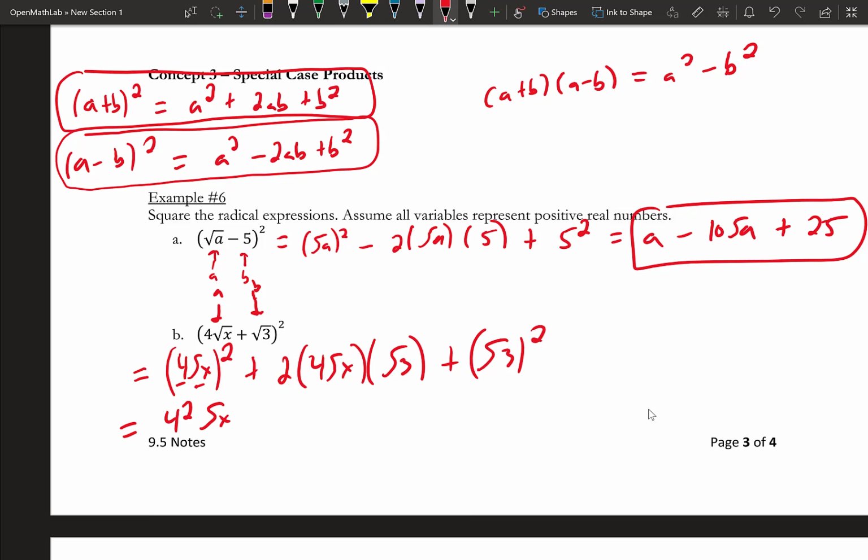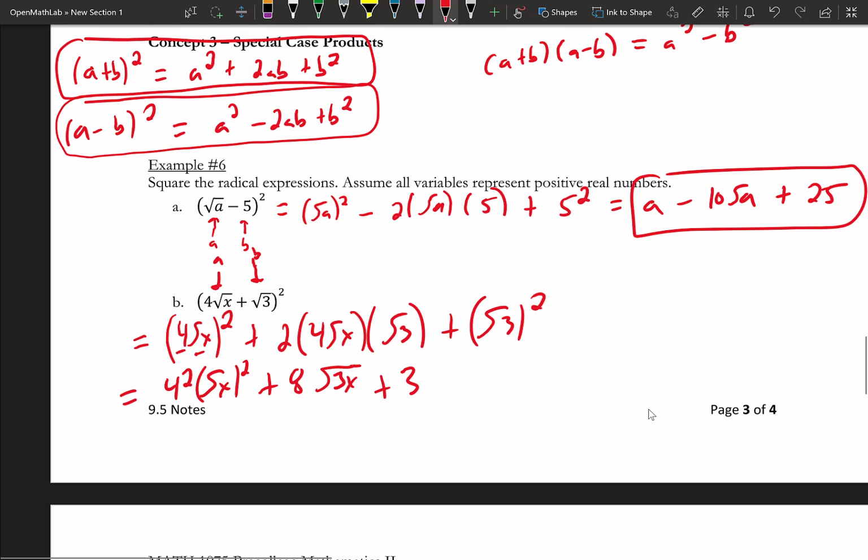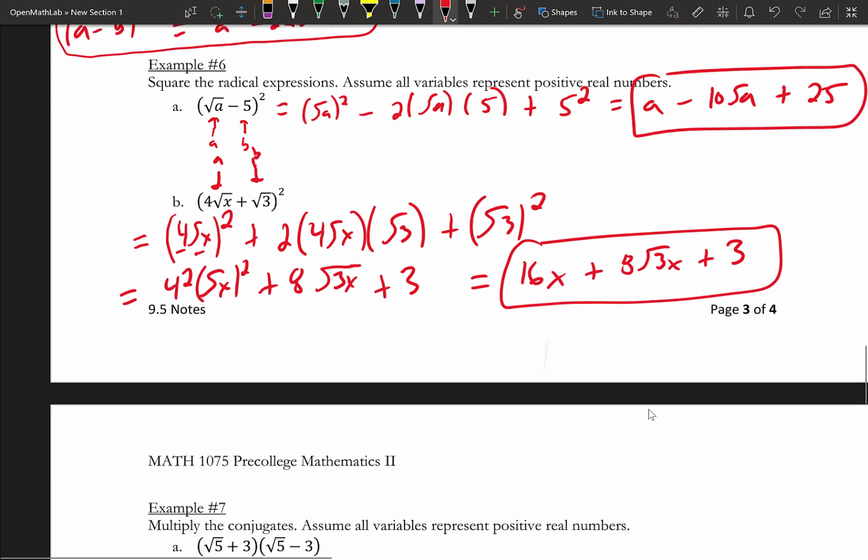So this would be equal to 4 squared radical x quantity squared plus, and then 2 times 4 is 8, and then radical x times radical 3 is the square root of 3x, right? Just using that multiplication property of radicals. And then square root of 3 quantity squared, right? That's just going to be plus 3. Right? So then 4 squared is 16. Radical x squared is x, so we get 16x plus 8 radical 3x plus 3. Right? So that's simplified.